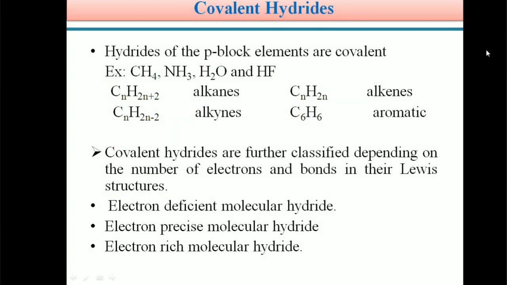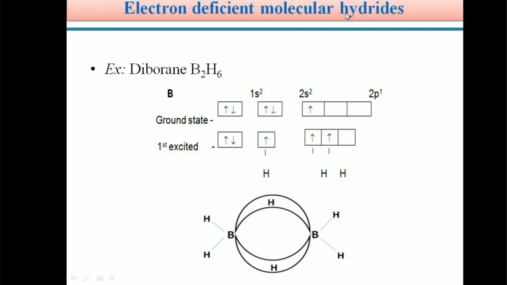The first type is electron deficient molecular hydrides. Students, the best example for this is diborane. The molecular formula of diborane is B2H6. This is an electron deficient compound. We discussed diborane and its structure in detail in the third A group elements lesson, so I hope you are all familiar with the structure of diborane.